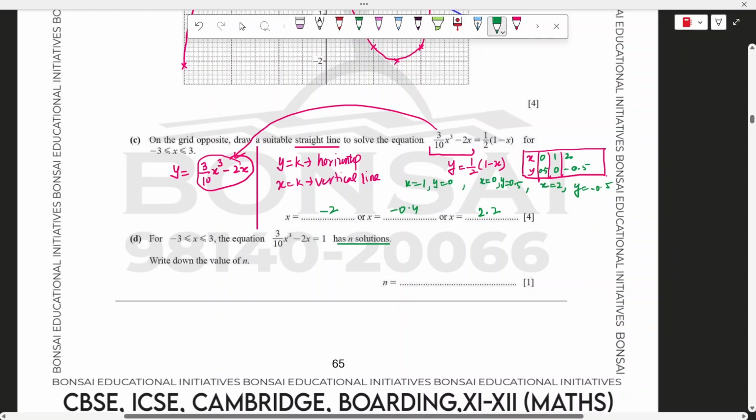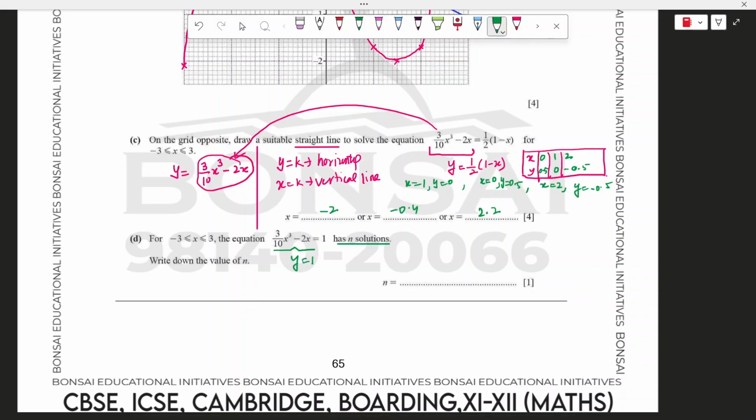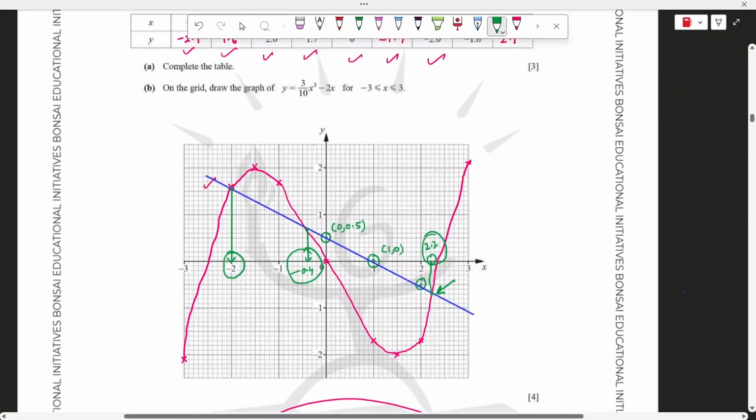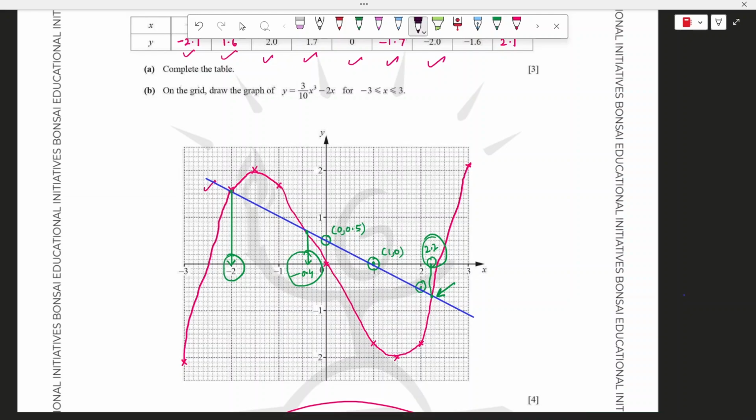So let this thing be y equals to 1. So what is y equal to 1? That is a horizontal line. So we have to draw y equal to 1 as a horizontal line. So we do not need to draw here, we can just guess. So if we are drawing y equal to 1 here, then on how many points it is cutting the graph itself? It is cutting the graph at 1 point, second point, and third point. It is cutting the graph at 3 points.